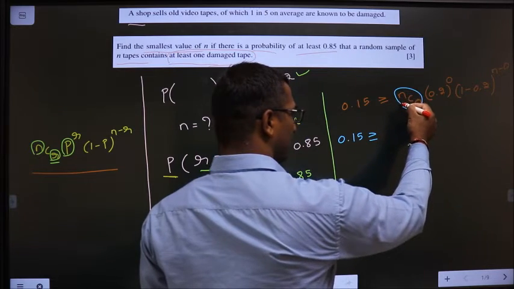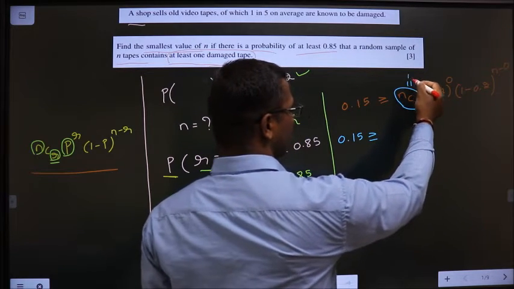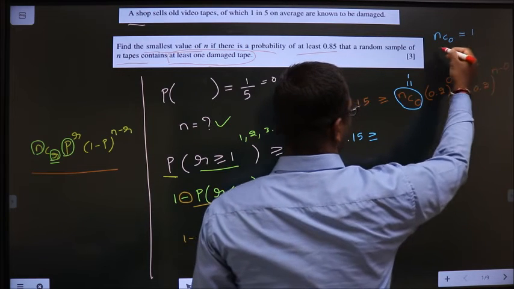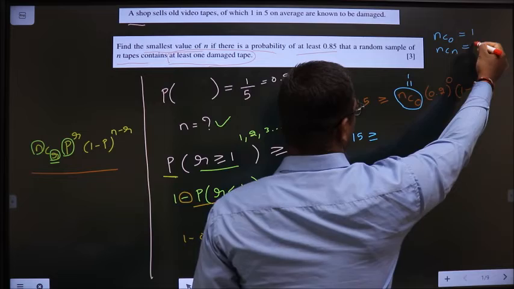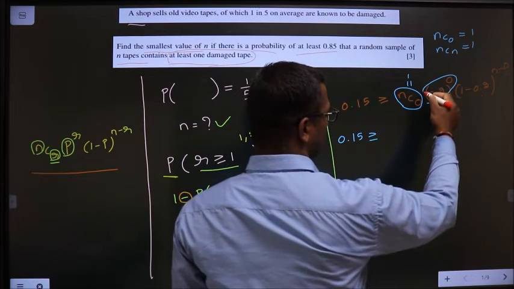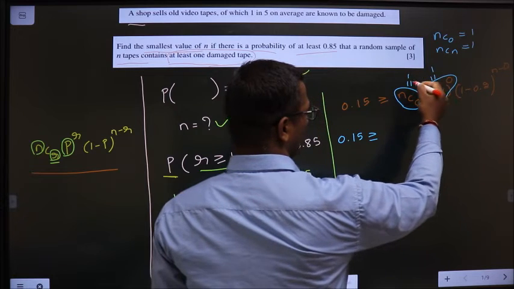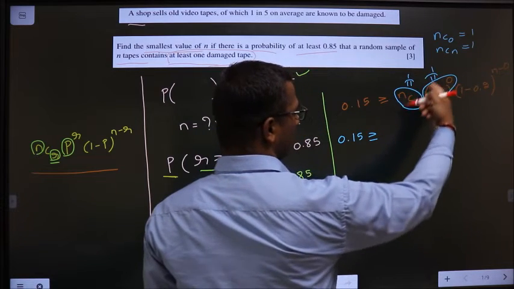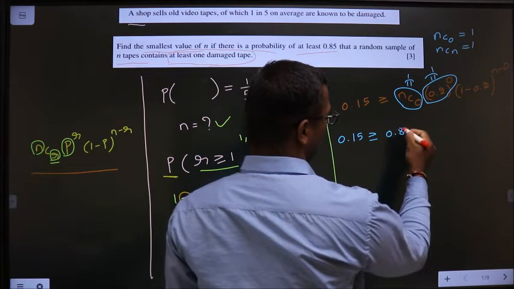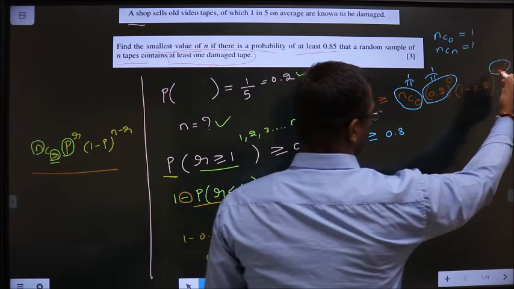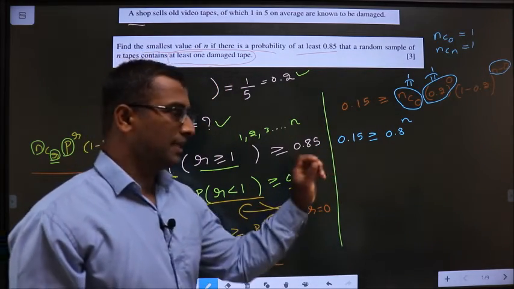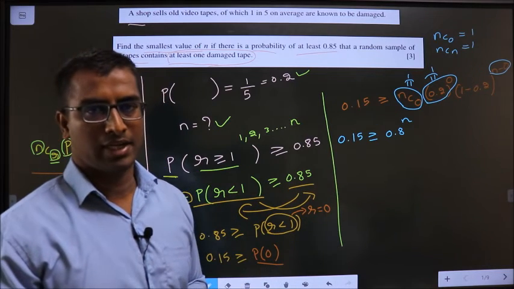You should keep it in mind man, nC0 is 1. Always nC0 is 1, even nCn is also 1. Okay, now anything power 0 is also 1. So we are left with 1 into 1, this is gone, so we are left with 1 minus 0.2 is 0.8. n minus 0 is n. So from here we need to get the value for n.